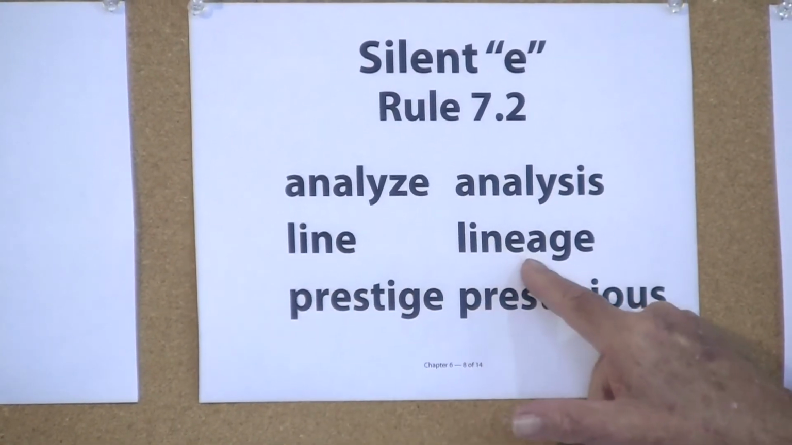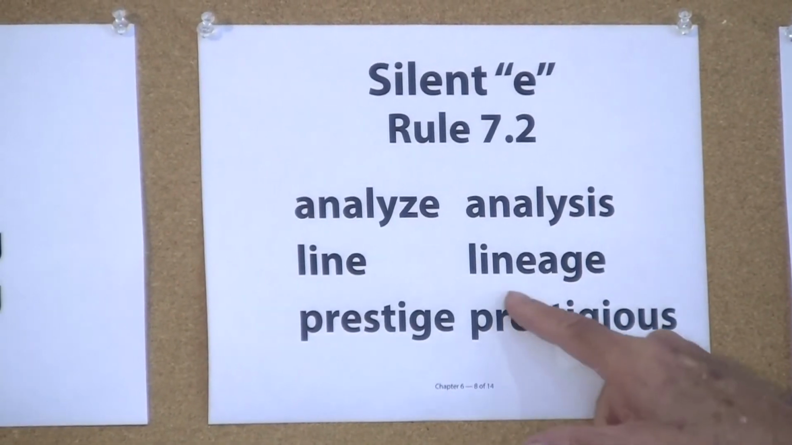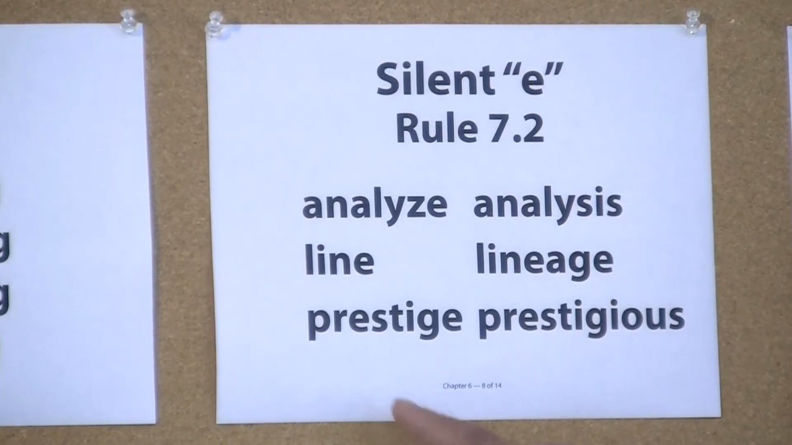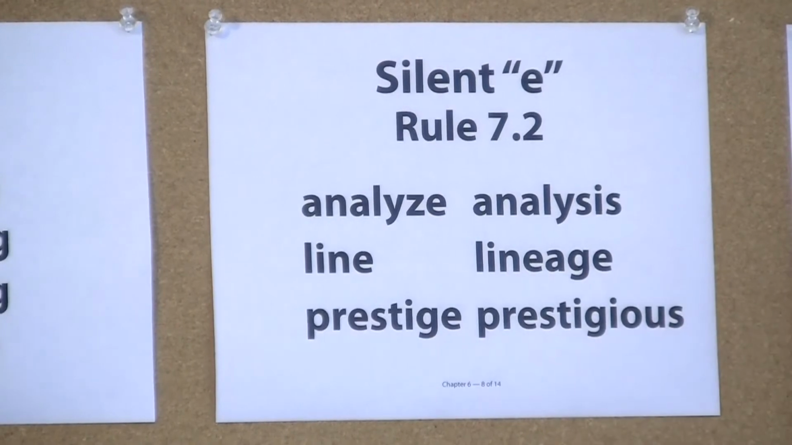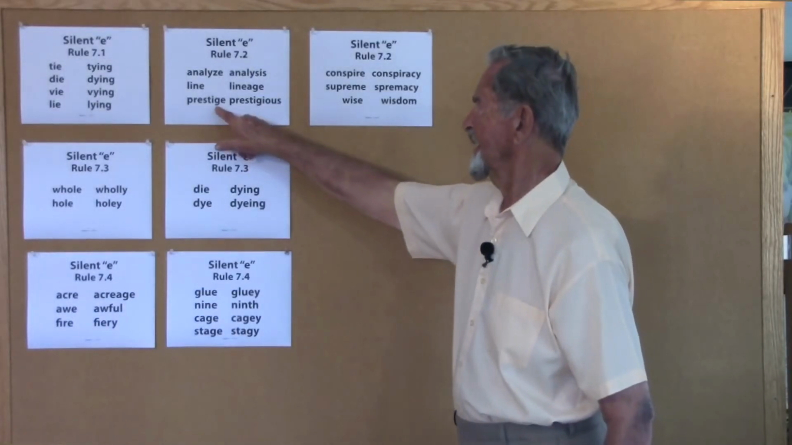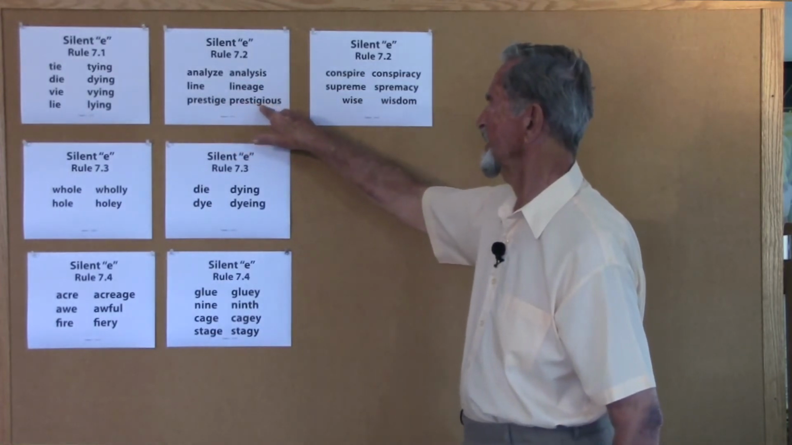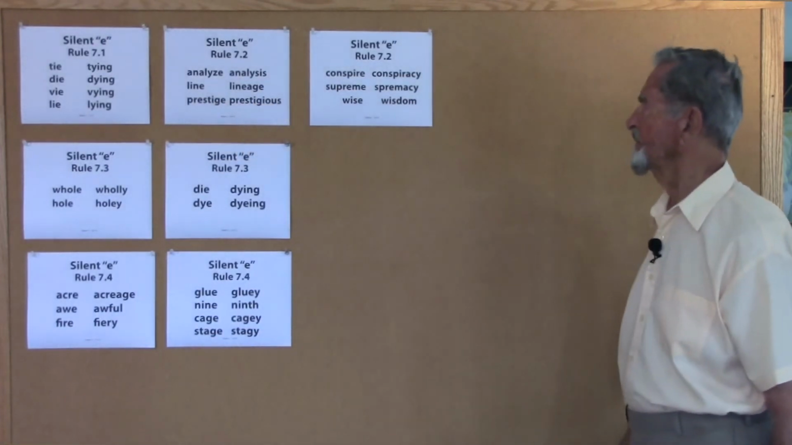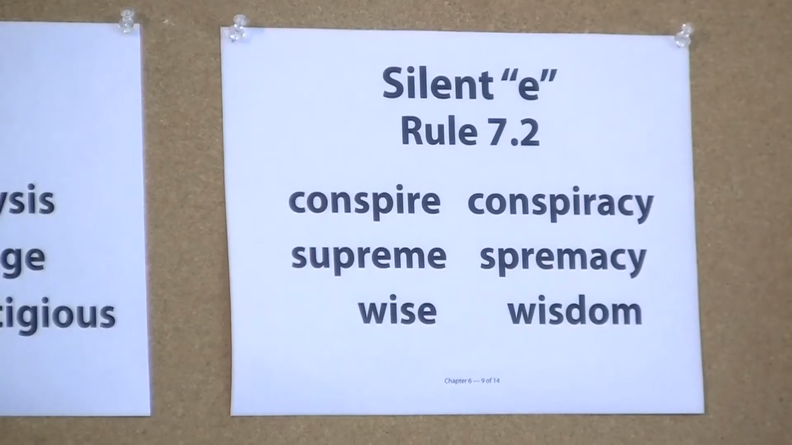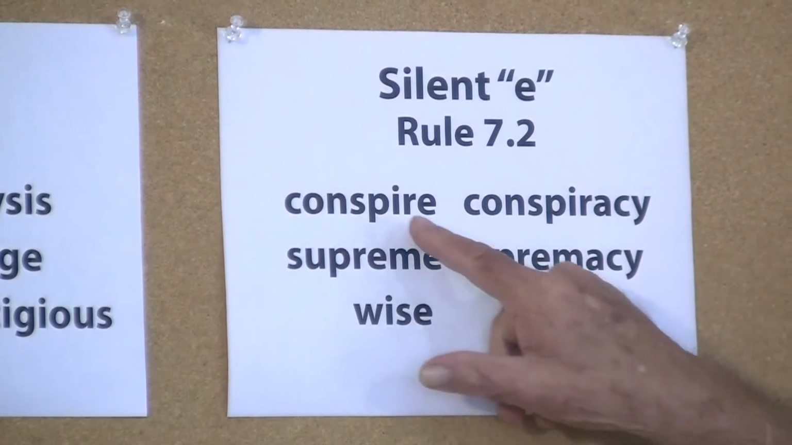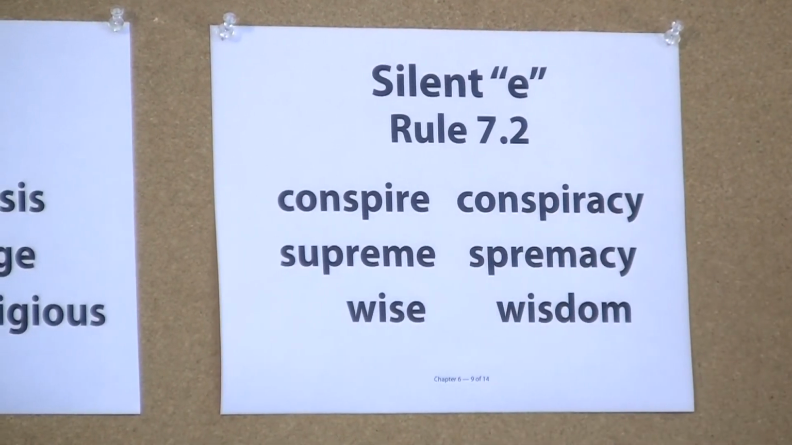Line, when it becomes lineage, the E is pronounced. Lineage. Prestige, prestigious. Prestigious. And the I changes from one sound to another. Same with these words here. Conspire, conspiracy. The I changes sound. Conspire, conspiracy.